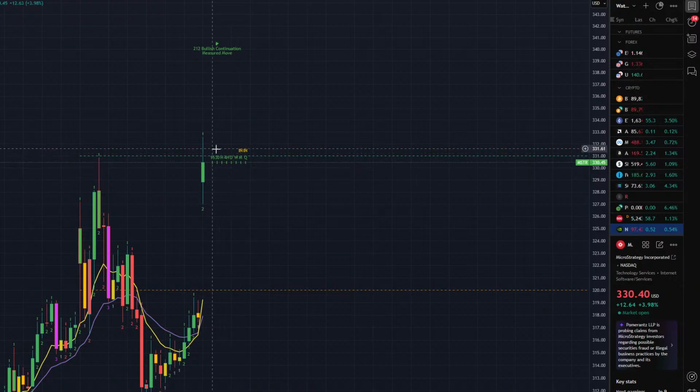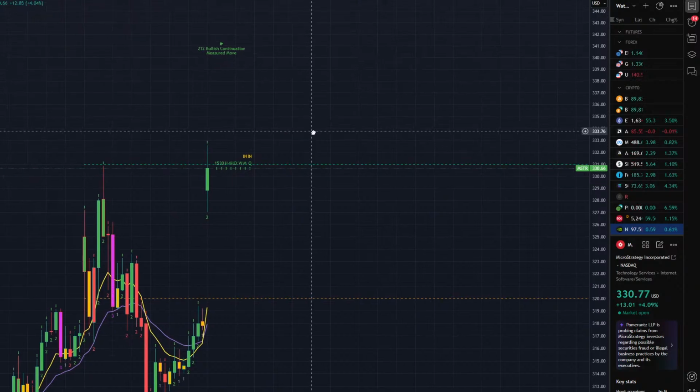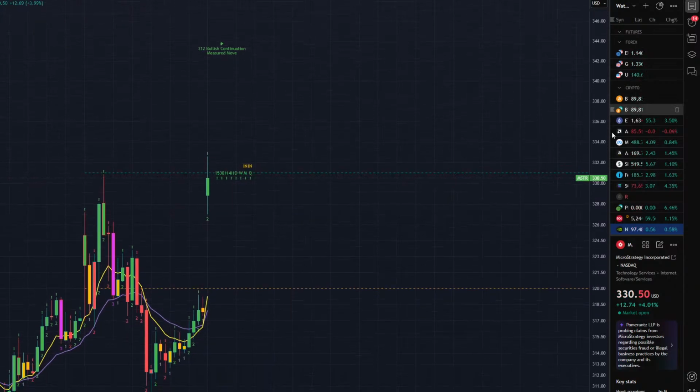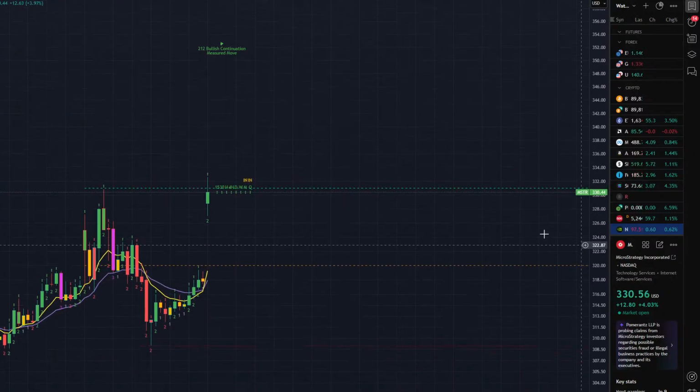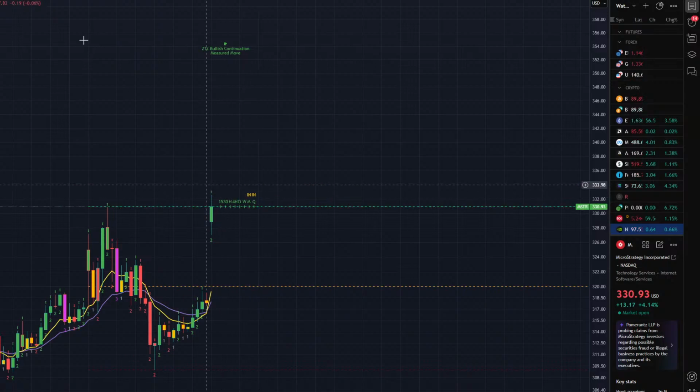330 was one of the triggers I had for MSTR, just because that's like a psychological level for the stock. Even though this stock trades along with Bitcoin, it looks like it popped up but it's pushing a little rejection right here. Let me see where Bitcoin is projecting at.